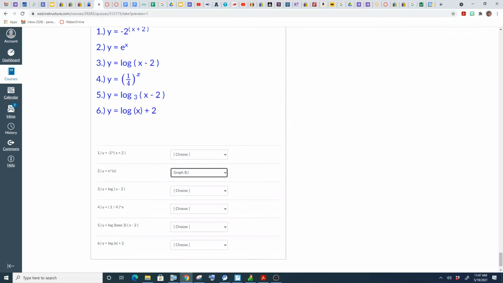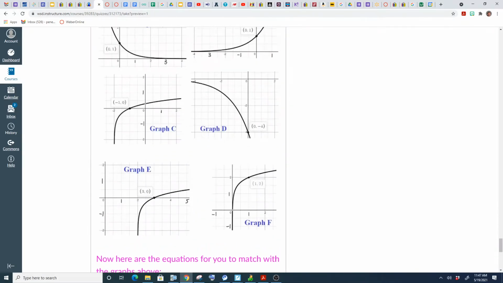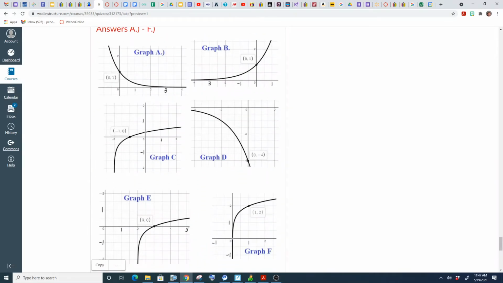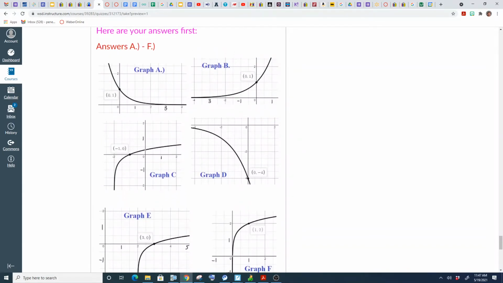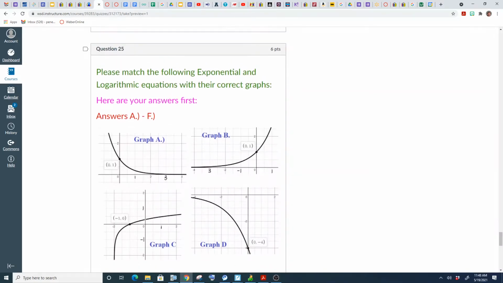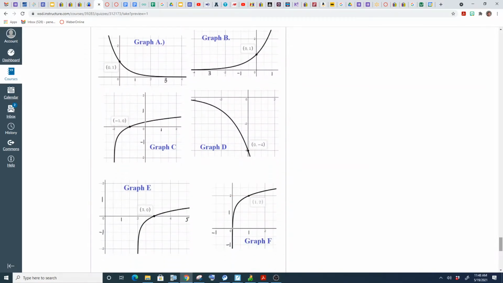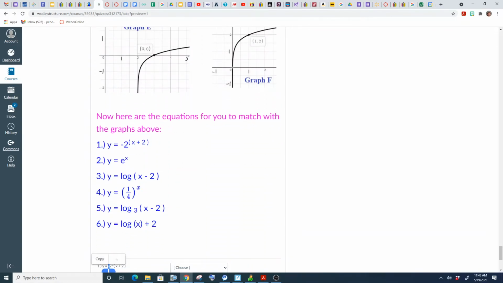Now, number 1 has a negative in front. That negative means negative growth. So which one is exponentially growing downwards? That is actually going to be graph D, growing downwards. It's not letting me select it, I don't know why, but anyways, it's graph D. Can you see how it's going downwards? So that means graph D is going to be with number 1.